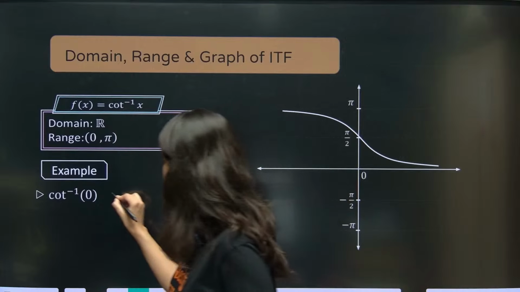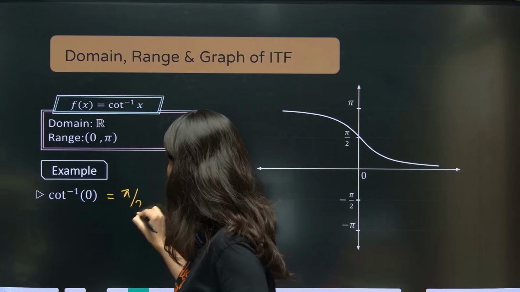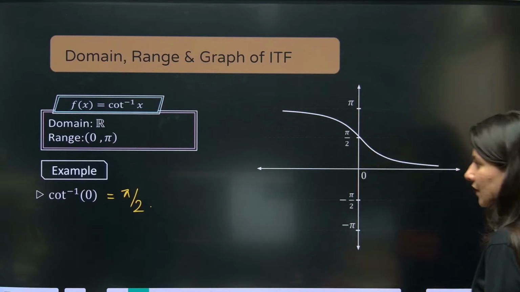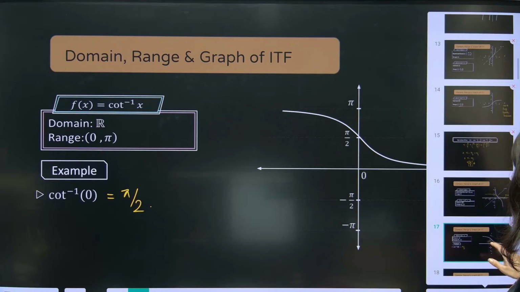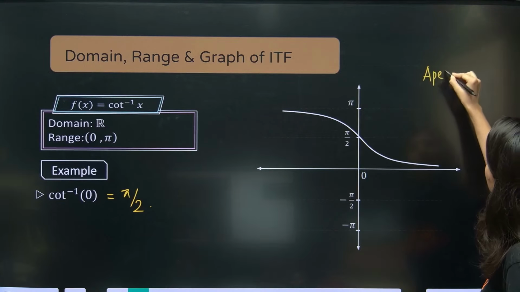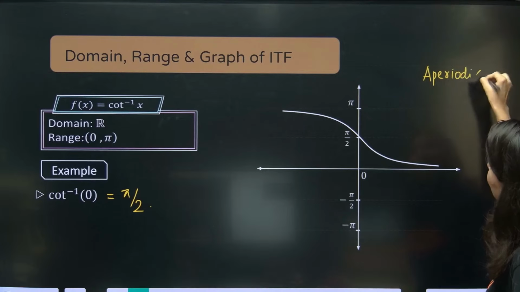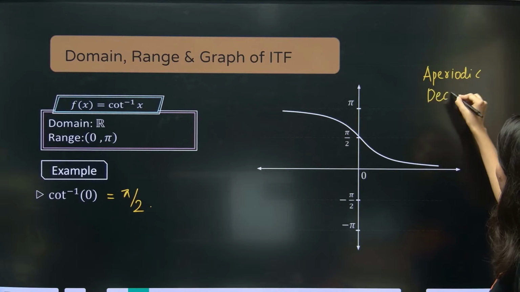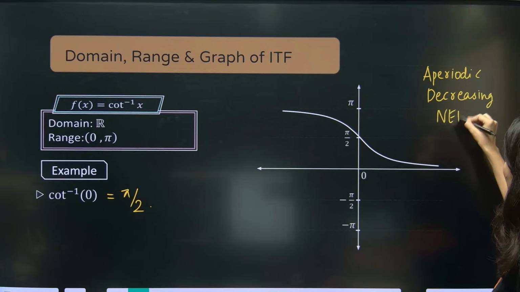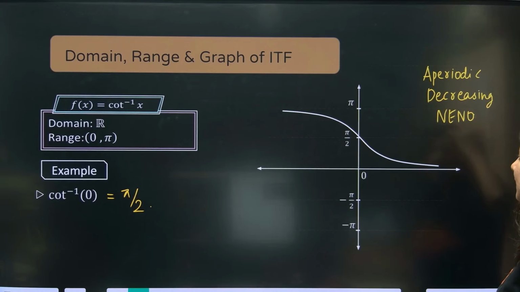So it is going to be pi by 2, which is in the domain. Cot inverse 0. Now this graph, tell me, is it aperiodic? Yes, ma'am. Is this a decreasing graph? Yes, ma'am, decreasing. And this is neither even nor odd because it is completely above the x-axis, and continuous it is.